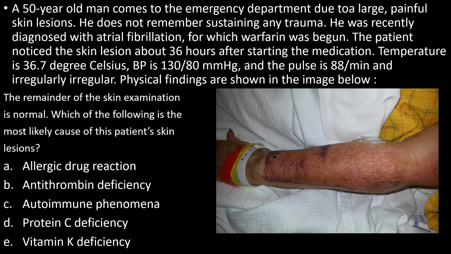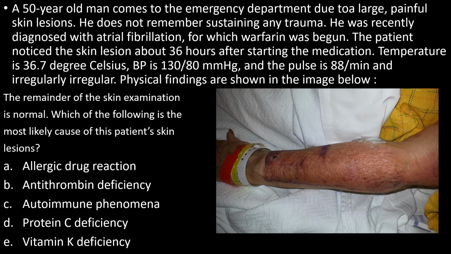So let's start. This question says that a 50-year-old man comes to the emergency department due to a large painful skin lesion. He does not remember sustaining any trauma. He was recently diagnosed with atrial fibrillation for which warfarin was begun. The patient noticed the skin lesion about 36 hours after starting the medication.